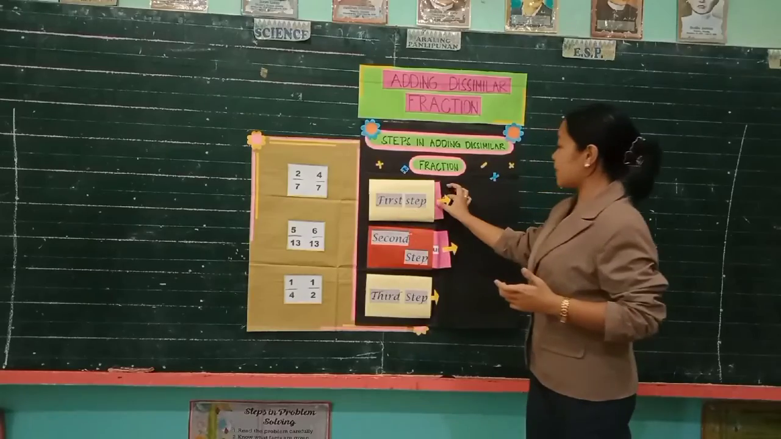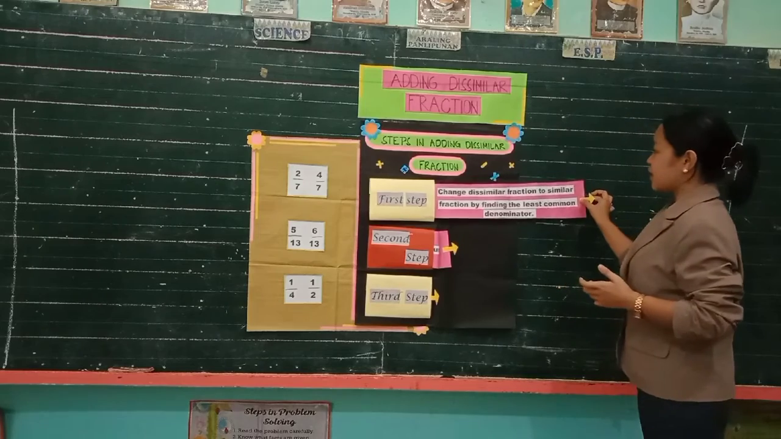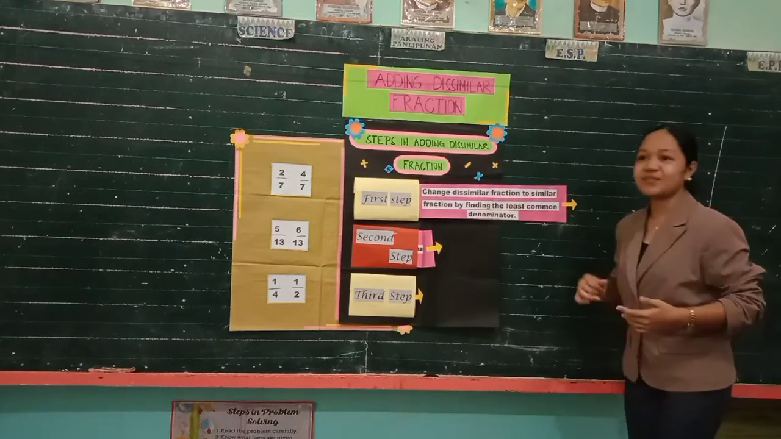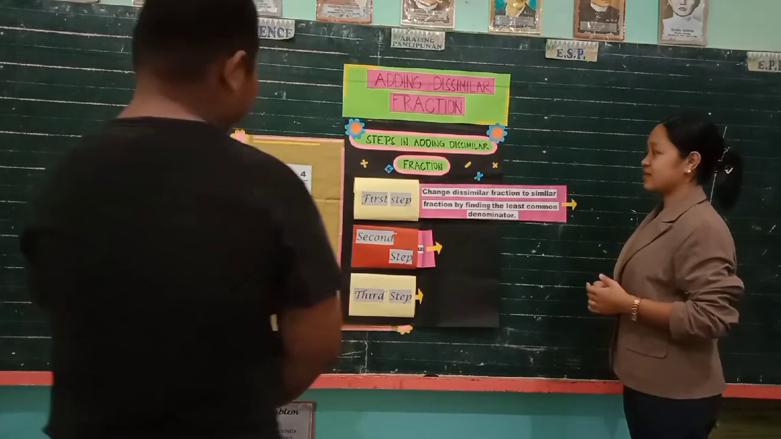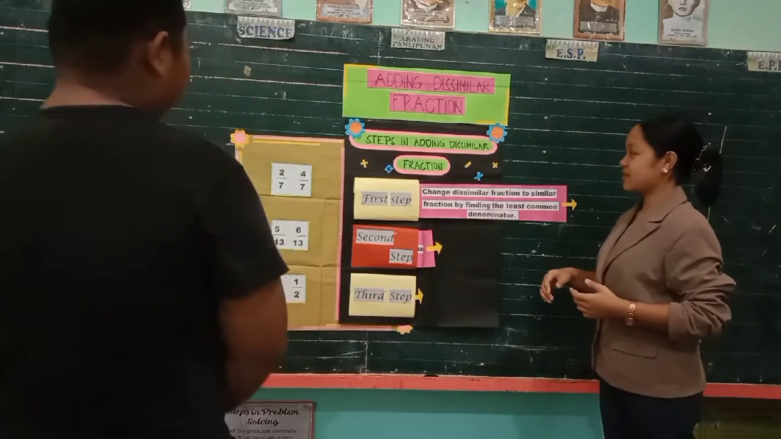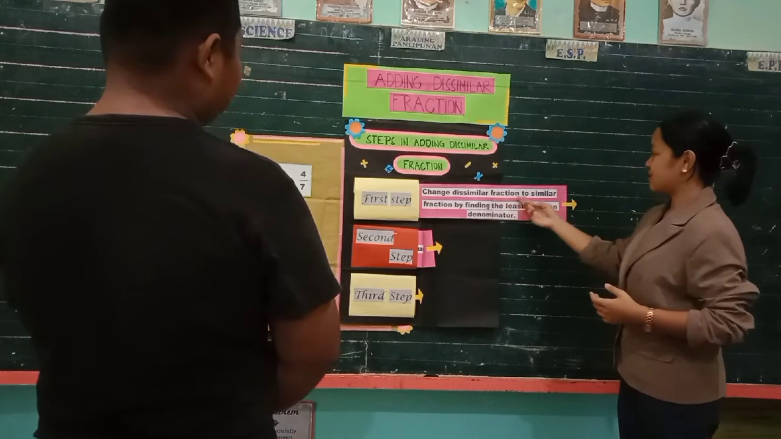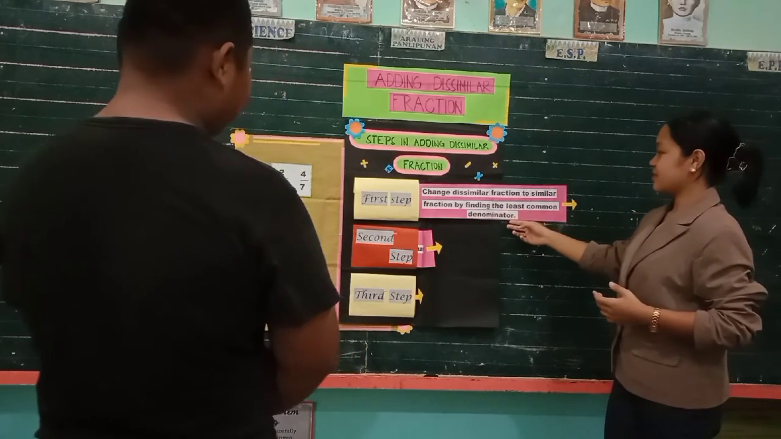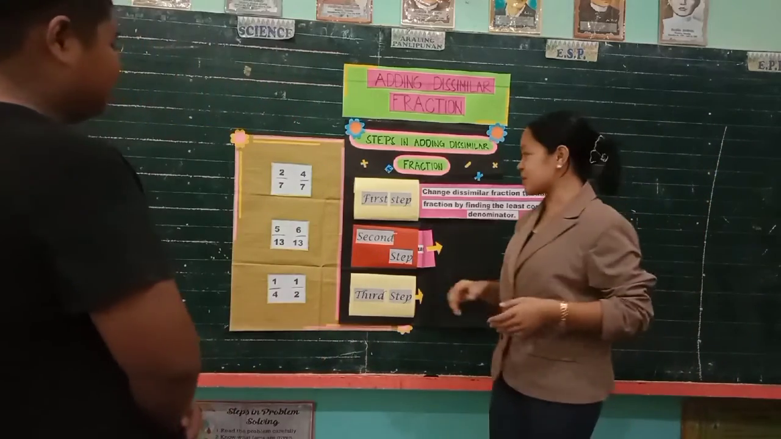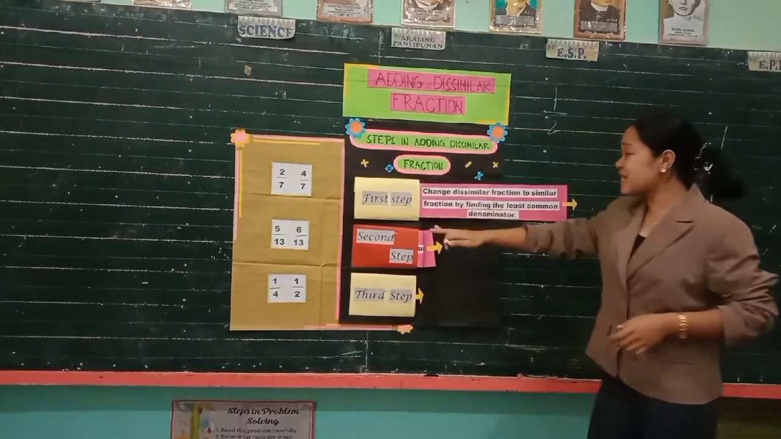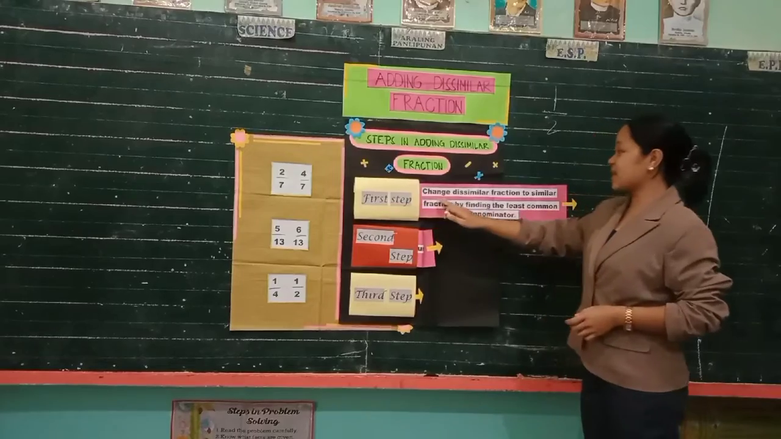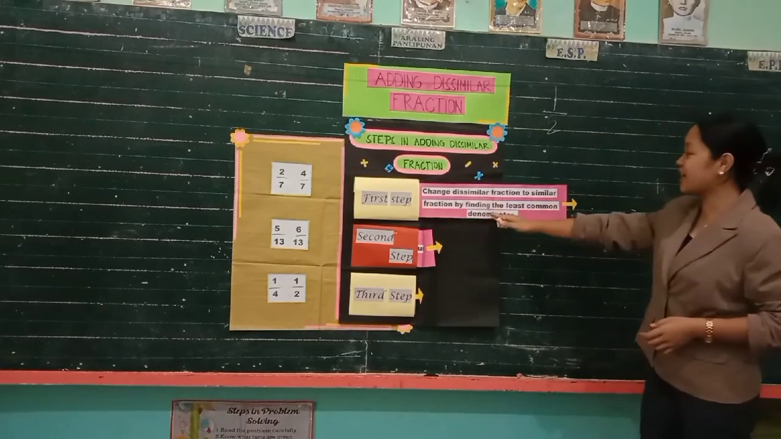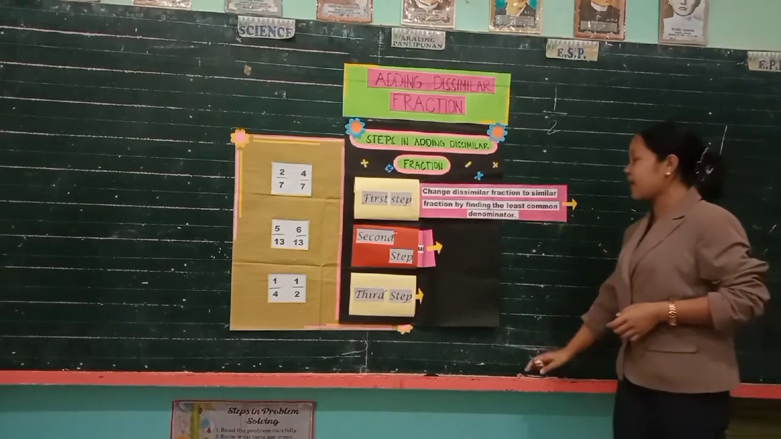So the first step is, anyone who will read? Yes, Busano. Change dissimilar fractions to similar fractions by finding the least common denominator. Yes, very good. Thank you, Busano. So the first step tells us to change dissimilar fractions to similar fractions by finding the least common denominator.